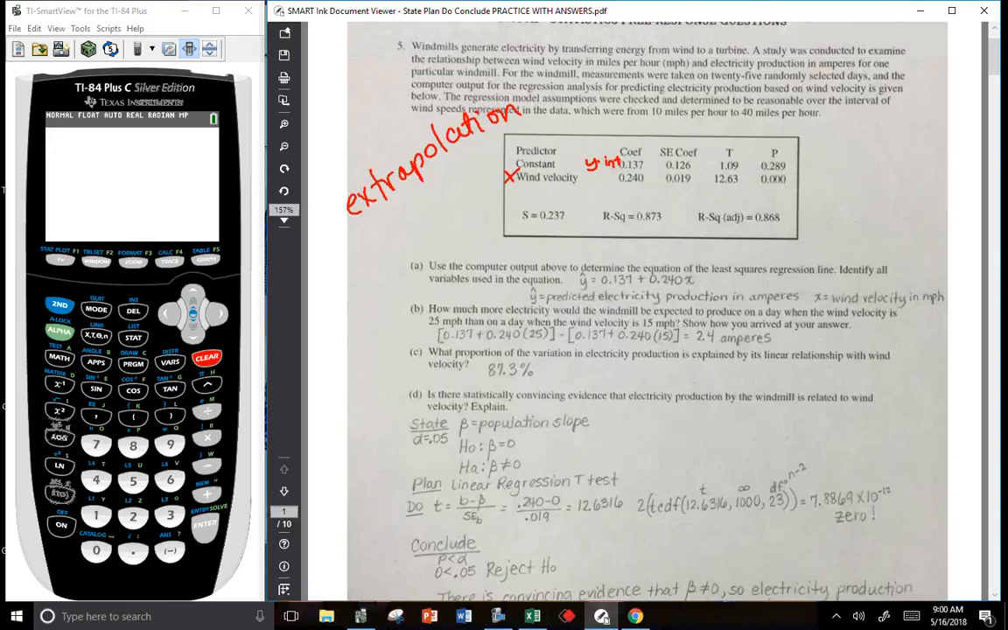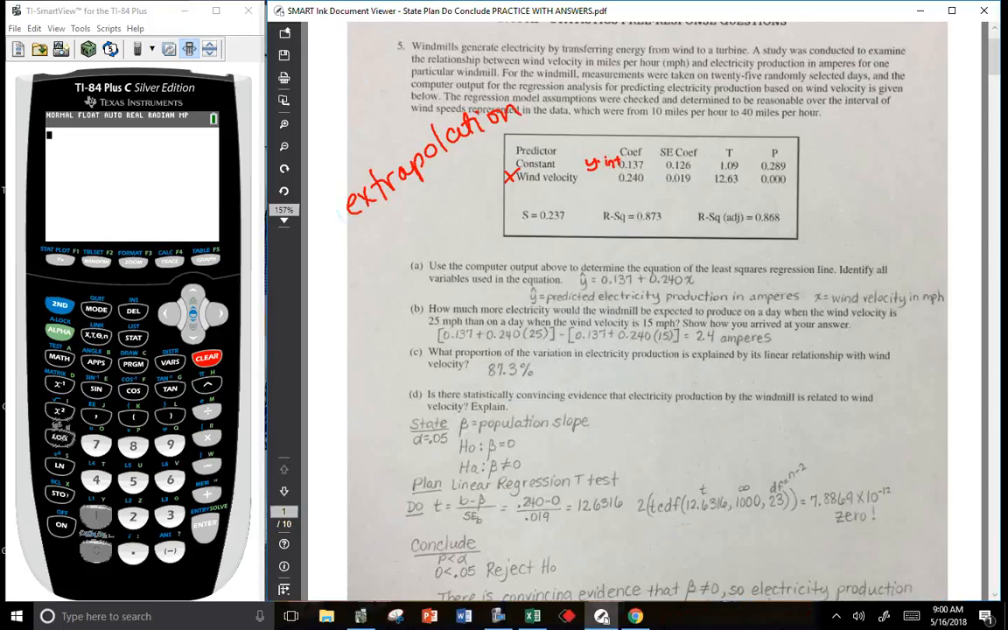Show how you arrived at your answer. I did it completely differently than the scoring guidelines did. I think I would still get full credit for it because I showed work and I got the right answer. I took the 25 and plugged it in for X in my equation. Separately, I took the 15 and plugged it into the X in my equation and then just did the difference of those and got 2.4 amperes.